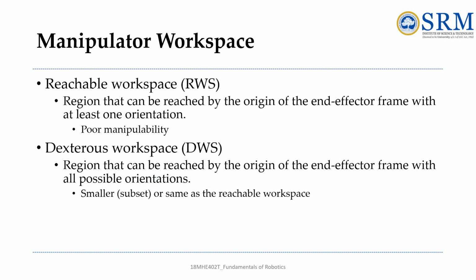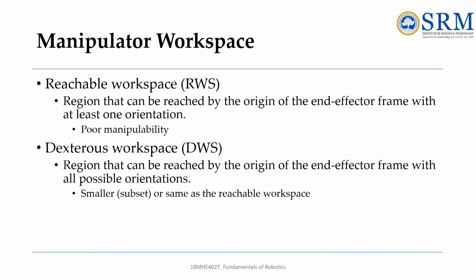Next is the manipulator workspace. You know that there are the reachable workspace and the dexterous workspace. Imagine a robot's hand and the area it can touch. The reachable workspace is the space the hand can reach with at least one way to move. It's not great for doing intricate tasks.